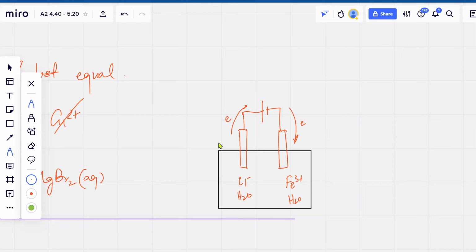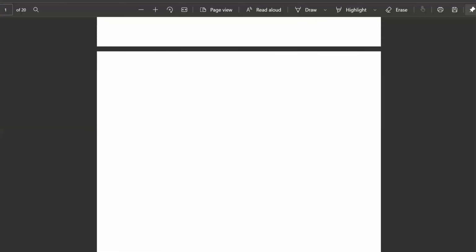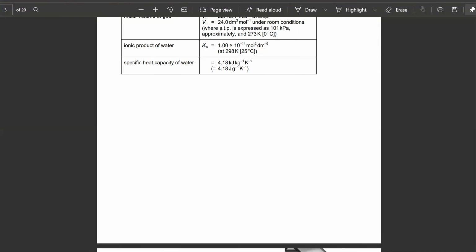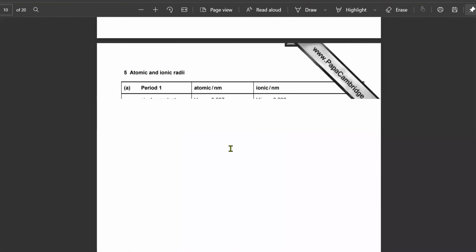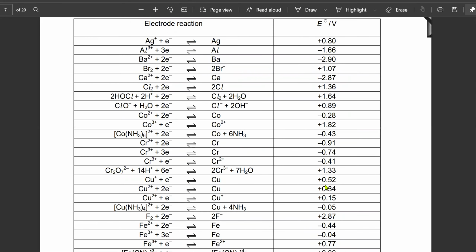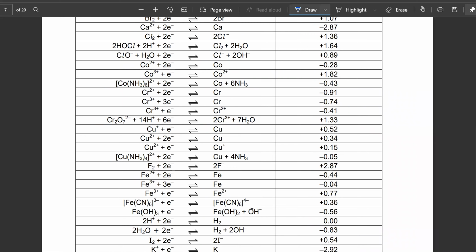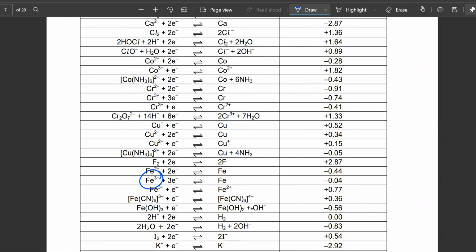So what you're going to do is open the data booklet and look for equations in the forward direction. You're going to look for Fe3+ and see those equations where Fe3+ is gaining electrons. So Fe3+ can gain electrons, right? It's either this one or this one. So it's either -0.04 volts or 0.77 volts.